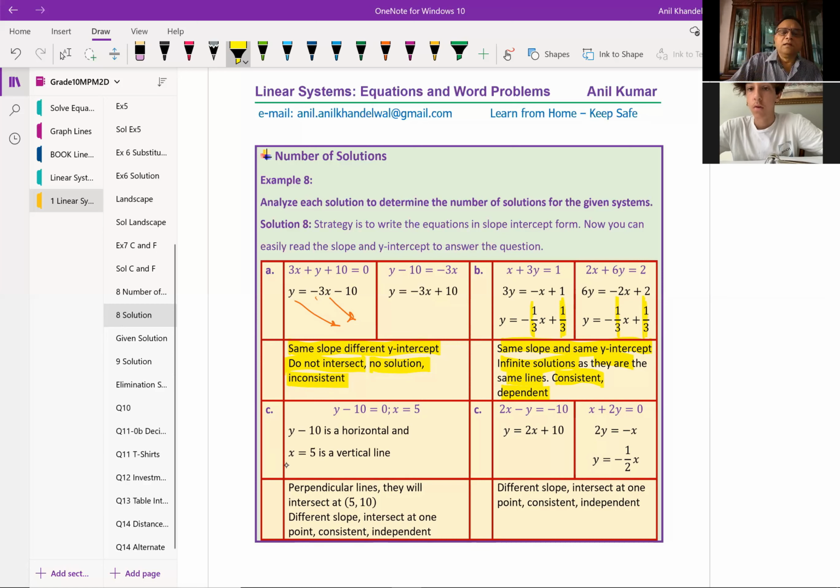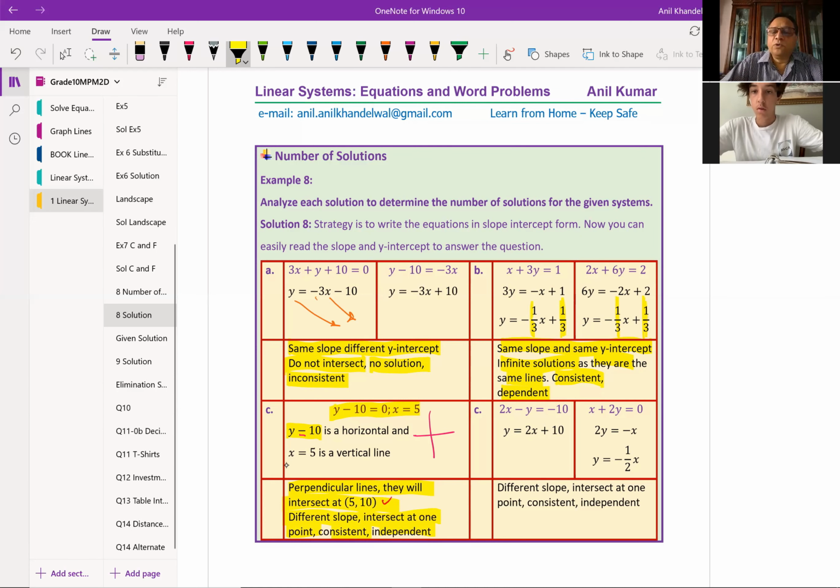Yes. This one, y minus 10, I should write y equals 10 since I rearranged it, and x equals 5. y equals 10 is a horizontal line, x equals 5 is a vertical line. So horizontal and vertical, they will always intersect at one point, correct? Yes. And the point is the x and y value. Since they intersect, it is a consistent system, right? So these are perpendicular lines. They will intersect at (5, 10). Different slope, intersect at one point, consistent, independent.